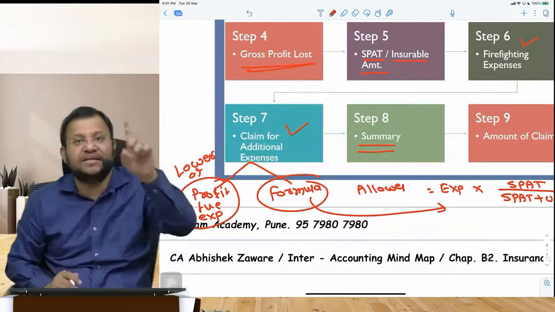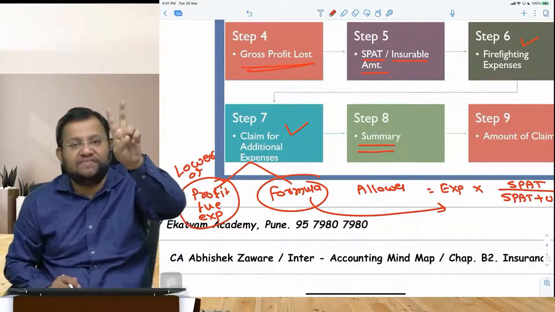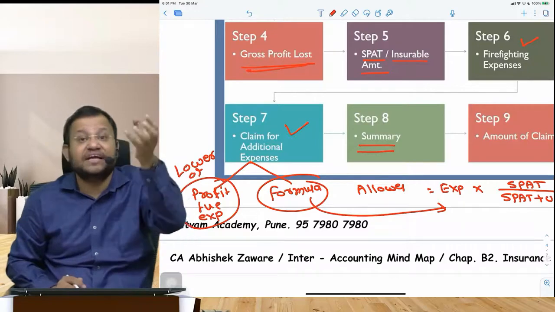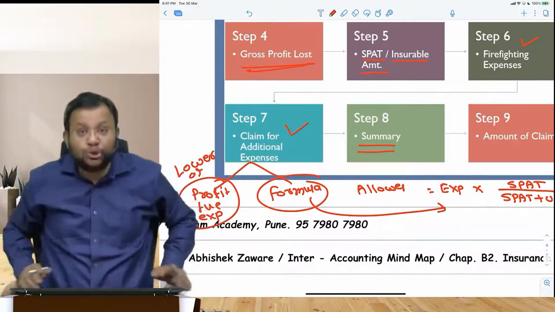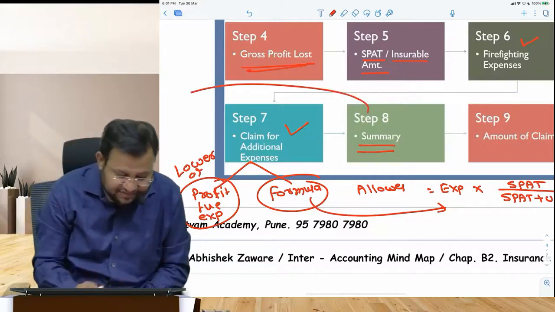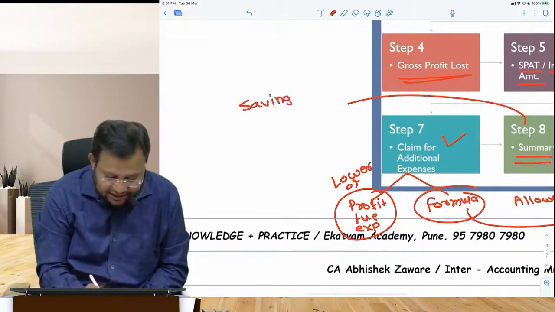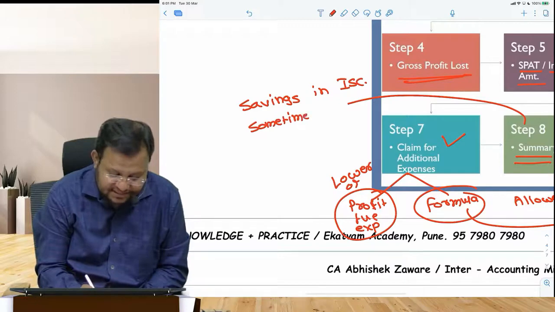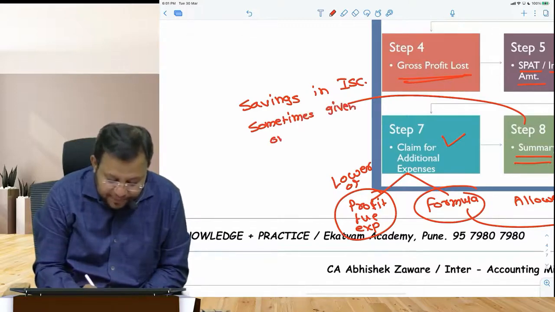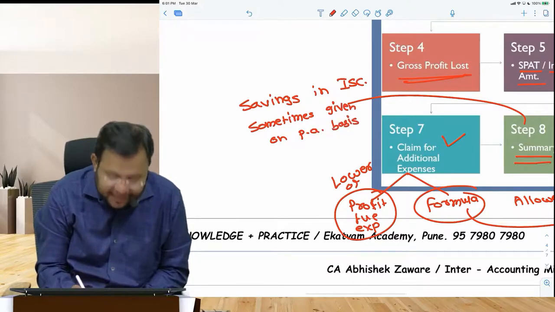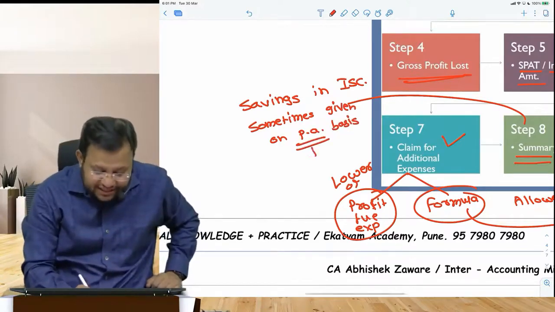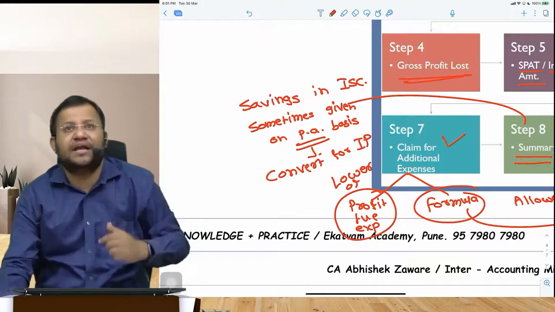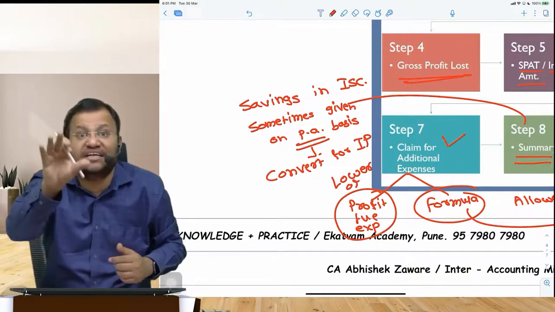Then you make a summary. Summary is gross profit lost, add claim for firefighting expenses, add claim for additional standing charges, less saving in insured standing charges. Do not take savings in total charges, savings in insured standing charges only. Sometimes the examiner gives these savings on a per annum basis. अगर per annum दे दिया और आपका indemnity period 3 months का है, तो convert it for the indemnity period. Savings can be given per annum, ठीक है ना, but मेरा indemnity period 3 महीने का, तो you need to find savings for 3 months.